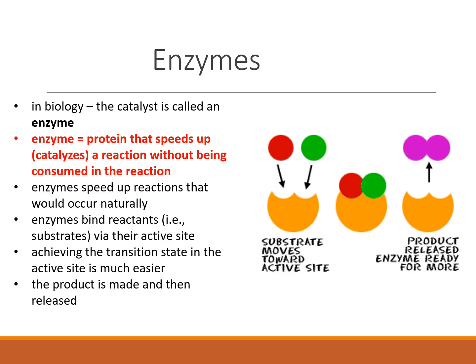And achieving the transition state in the active site is so much easier when using an enzyme than achieving a transition state without one. There's numerous reasons why the active site allows achieving the transition state that much easier. We don't need to go into that in physiology. Just realize that as the substrates bind their active site, it becomes a lot easier to hit that transition state. And once you've hit that transition state, the reaction is driven to completion, the product is made, and then it is released from the enzyme.